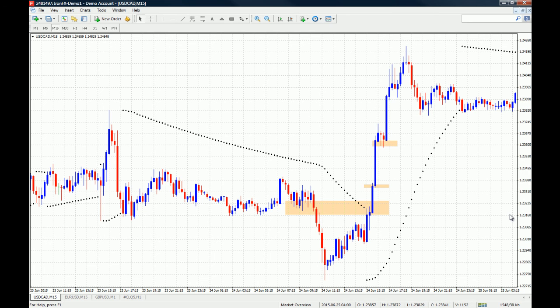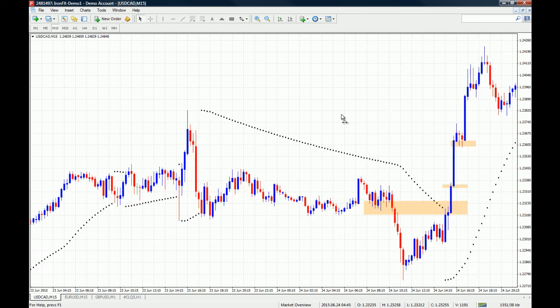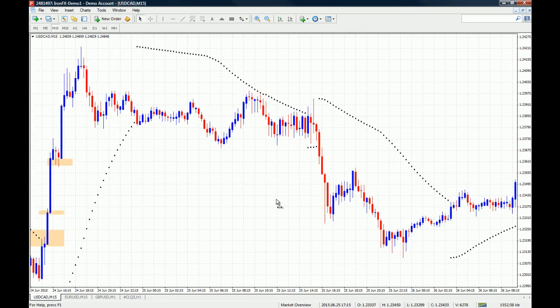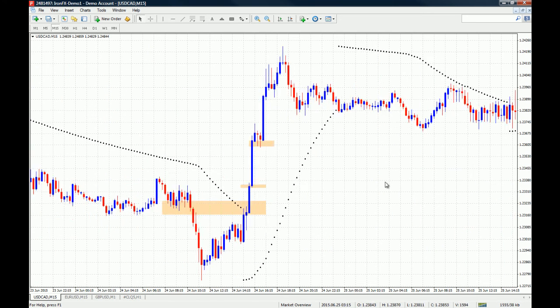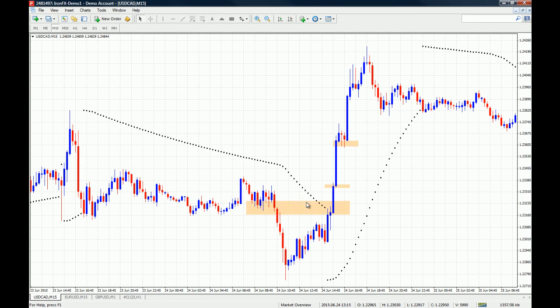So the rules are very clear. You need a very clean parabolic SAR, which means that if you have this kind of parabolic SAR, you are not going to be trading it, because it means that you are in a very choppy market. You are going to be waiting for a very clean parabolic SAR, then you are going to wait for a break of the parabolic SAR and the previous area of support or resistance, depending on whether you're trading the upside or the downside, and then you're going to enter the trade.